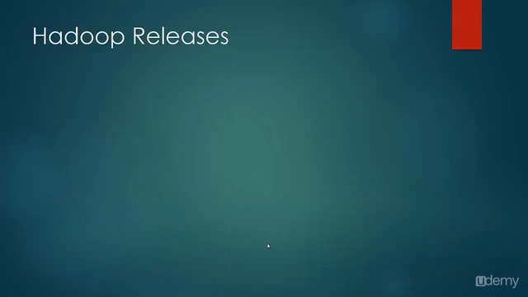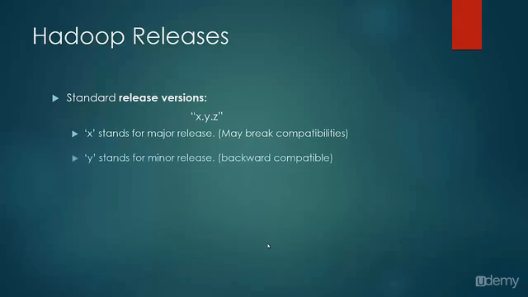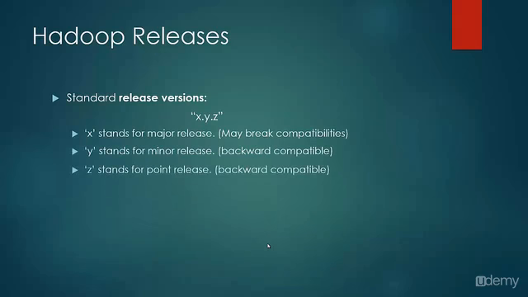Hadoop follows the standard release nomenclature denoted in the form of x.y.z, where x signifies major releases, y signifies minor releases, and z signifies the point releases which may fix some bugs. A change in major release can break the backward compatibility.